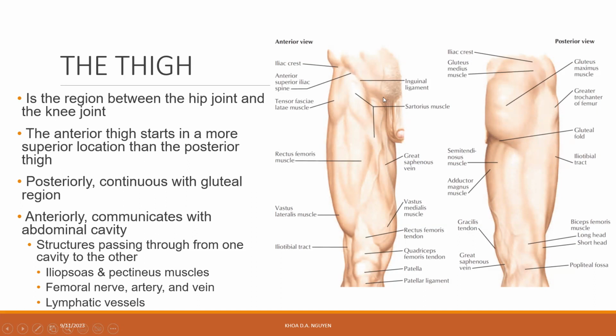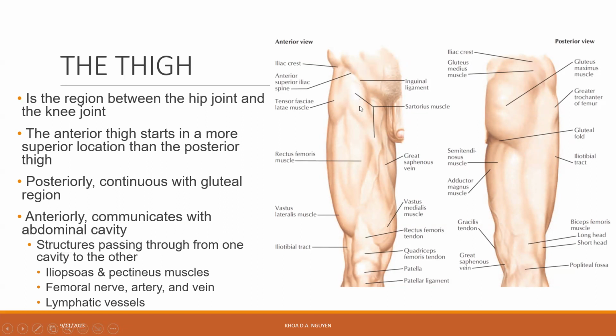Now, on this anterior side right here, there are structures that pass from the abdominal cavity to the anterior thigh. And there are structures that pass from the thigh back to the abdominal cavity. More specifically, the artery, for example, the external iliac artery, is going to pass through this boundary between the abdominal cavity and the anterior thigh right here, which is the inguinal ligament. After it passes through the inguinal ligament, it will become the femoral artery.